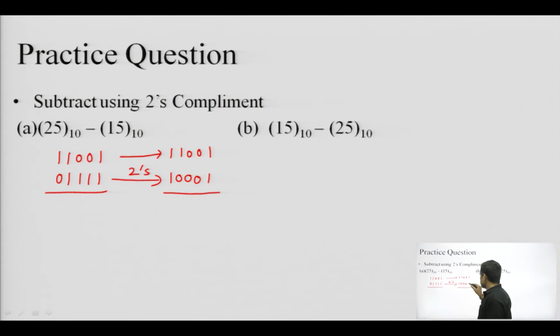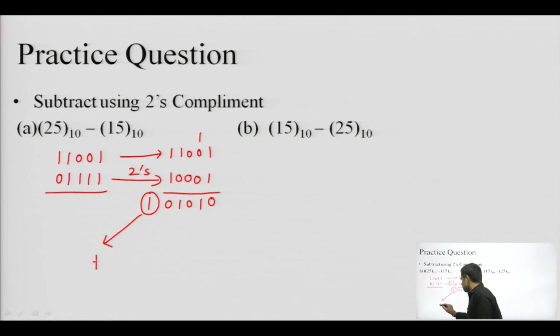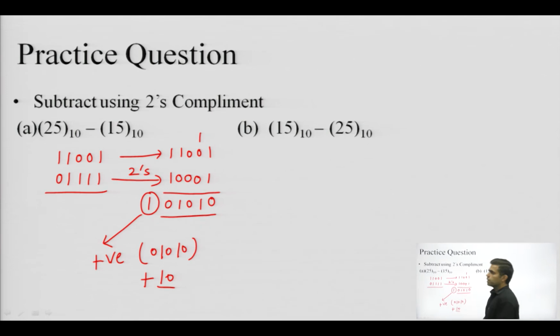Now, if I add these two numbers, 1 plus 1 is 0, carry 1, 1 plus 0 plus 0 is 1, 0 plus 0 is 0, 1 plus 0 is 1, 1 plus 1 is 0, carry 1. So, carry is generated, that means the answer is positive, and the best thing about 2's complement is we need not do anything with this carry, it has to be discarded. So, if I discard this carry, I am getting the answer as plus 0 1 0 1 0, which I can easily see is equivalent to plus 10.